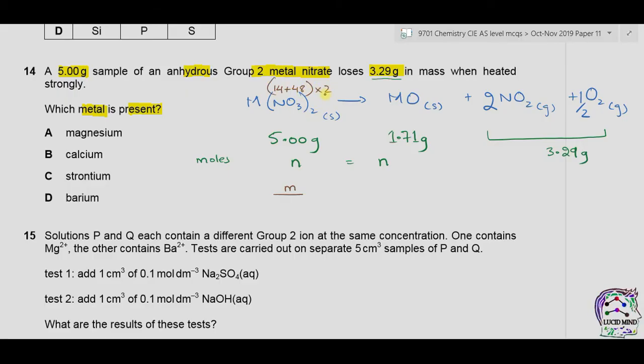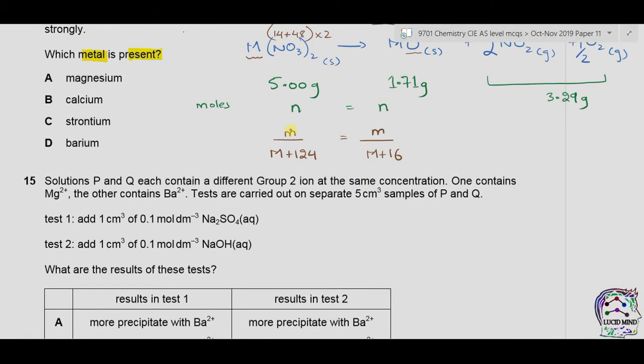As there are 2 nitrates, so it will be multiplied by 2. So it becomes 124. The atomic mass of M is still unknown, so we can write M plus 124. Similarly, on this side, the number of moles is equal to mass in grams divided by molecular mass. We just have 1 oxygen atom, so the molecular mass is M plus 16. The mass in grams is given, which is 5 gram for this compound and 1.71 grams for this one. So we can write 5 divided by M plus 124 is equal to 1.71 divided by M plus 16.